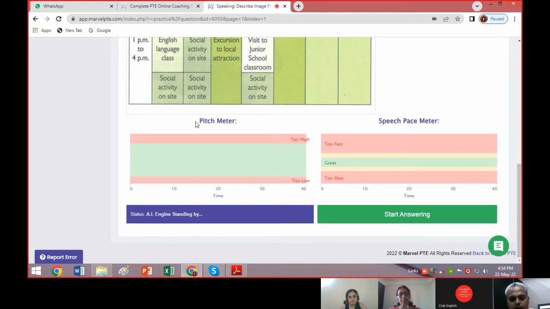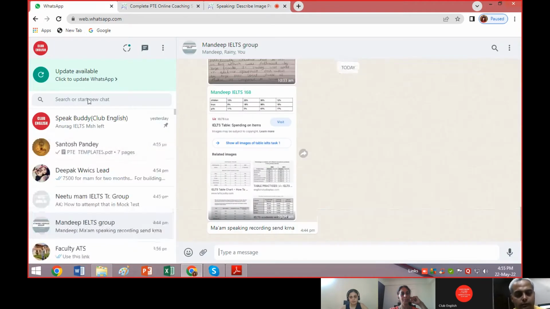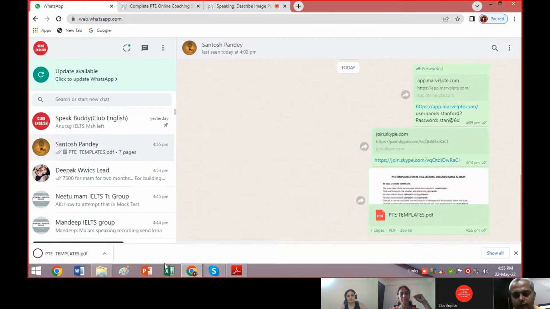Okay, so the only thing you need to understand is that we have a very good definite structure for it, and we have a very good template for it. Once you use the template, you'll be able to do it easily. So I'll be showing the template to you too. Just a minute, I need to check where it is. Yes, I'll be showing it to you. So here it is.